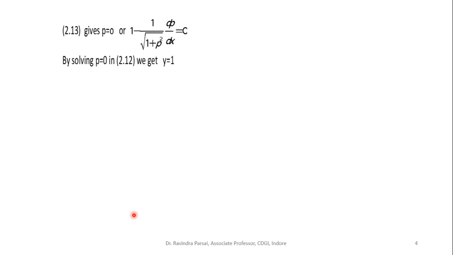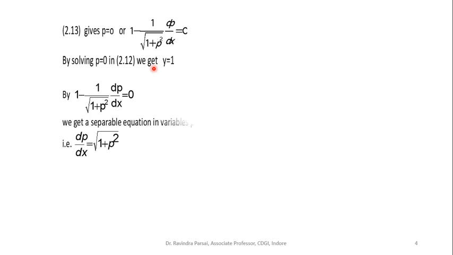So 2.13 gives p equal to 0, or 1 minus 1 upon root of 1 plus p square of dp by dx equal to 0. By putting p equal to 0 in 2.12, we get y equal to 1. And by solving 1 minus 1 upon under root of 1 plus p square of dp by dx equal to 0, we get a separable equation in p and x. So dp upon dx equal to under root of 1 plus p square.